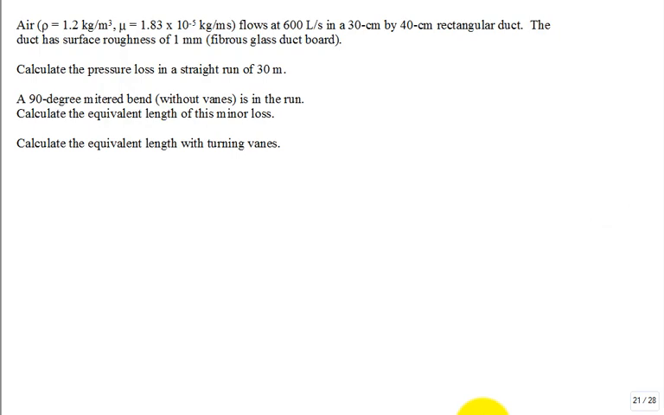Here's a problem. It has a couple of different parts to it, but we have air. It's 600 liters per second. It's in a 30 centimeter by 40 centimeter rectangular duct. The duct has a surface roughness of 1 millimeter. It's basically fibrous glass or fiberglass duct board. A lot of homes have this firm duct board. It'll have 1.5 or 2 inch thick insulation on it. And it'll be a little rough on the interior, about 1 millimeter roughness at best.